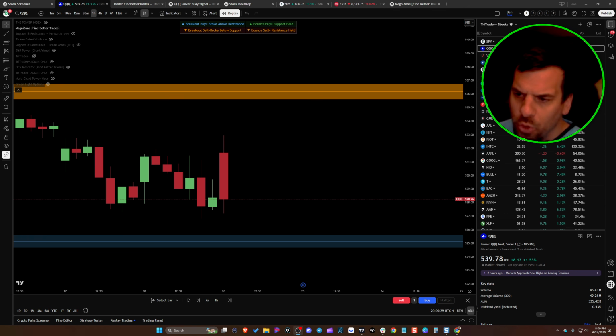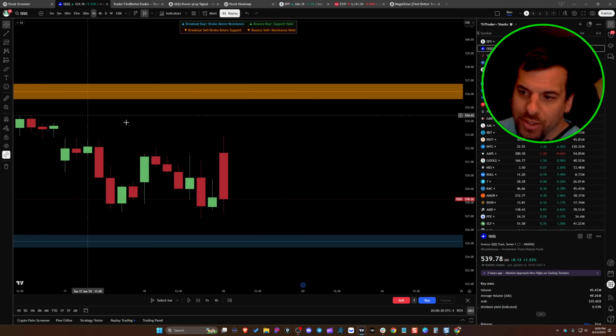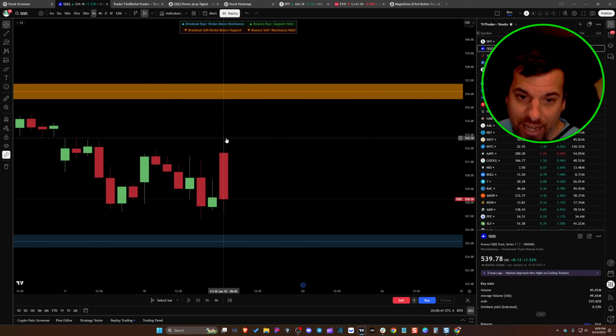So really what I want to show you is basically how it works and a very simple way of how this support resistance indicator works. There really isn't any other support resistance indicator out there. Trust me, I've tested them.